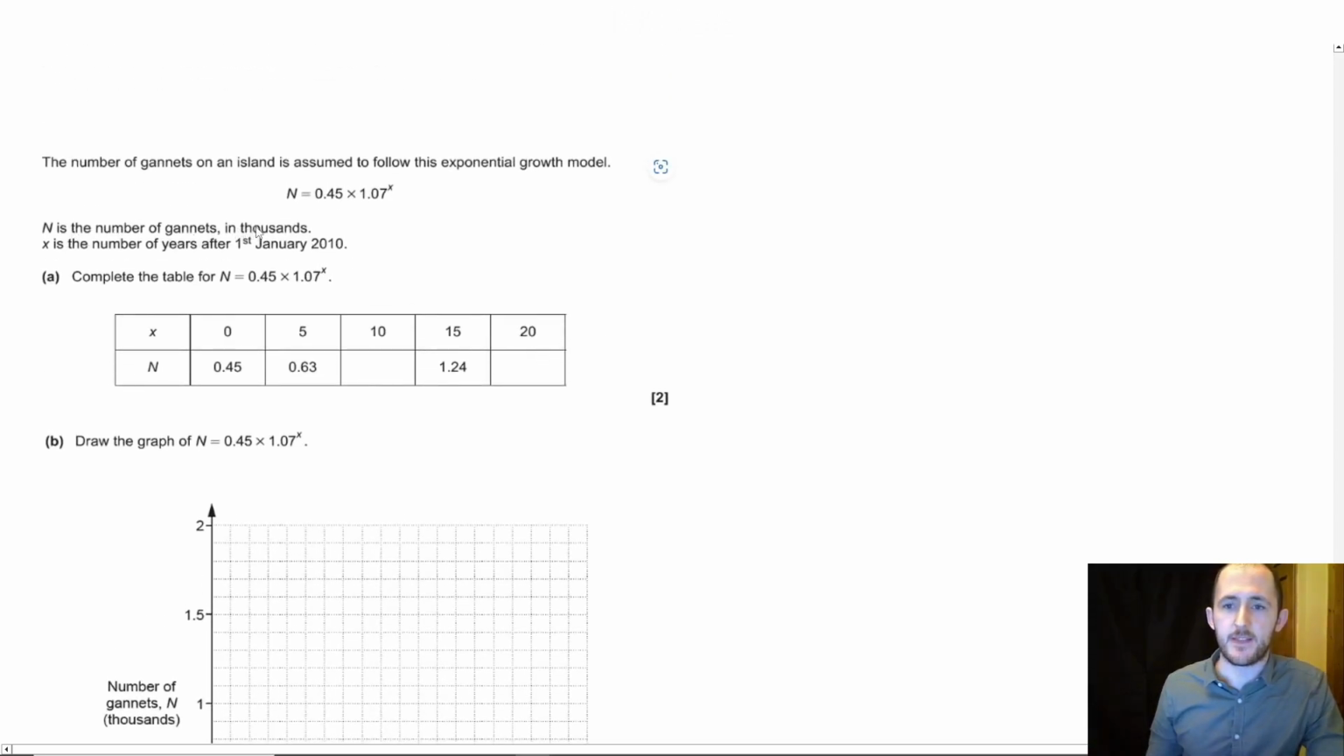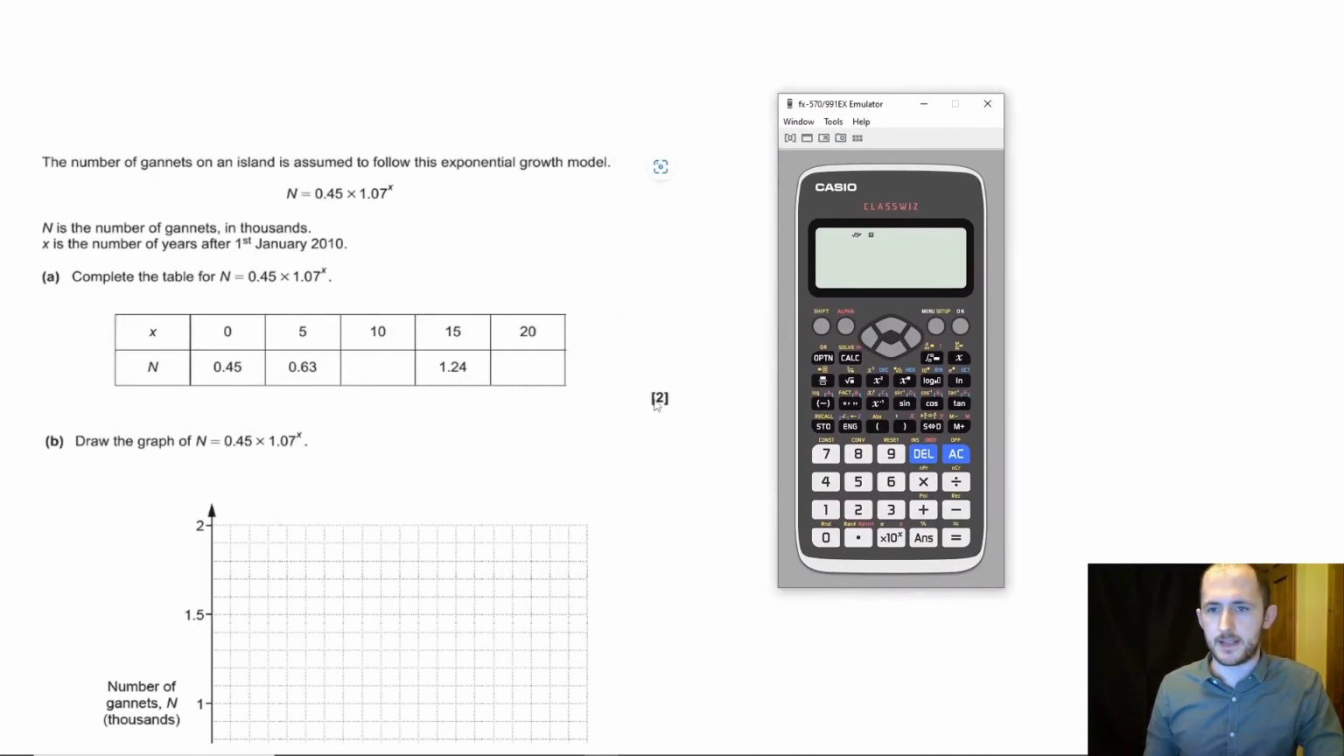But n is the number of gannets in thousands. x is the number of years after the 1st of January 2010. So this is basically a compound interest question, right? If you think about it, exponential growth. So what we need to do is sub it in. This is definitely a calculator question. So when x equals 10, we have 0.45 multiplied by 1.07 to the power of 10.